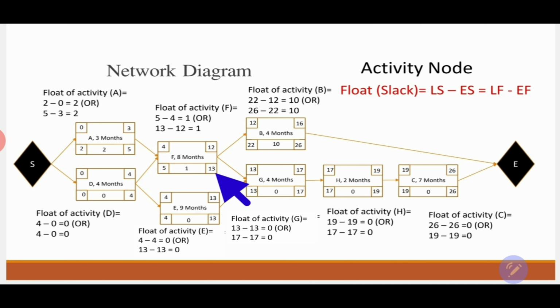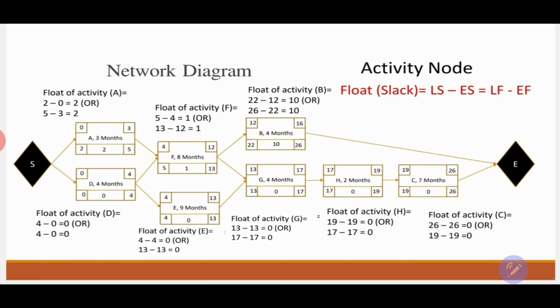It means it has a 1 month flexibility in its accomplishment date. Same for activity B. If we look into activity B, we can finish it as late as 26 months or we can finish it as early as 16 months. It means it has 10 months of flexibility in its accomplishment date.